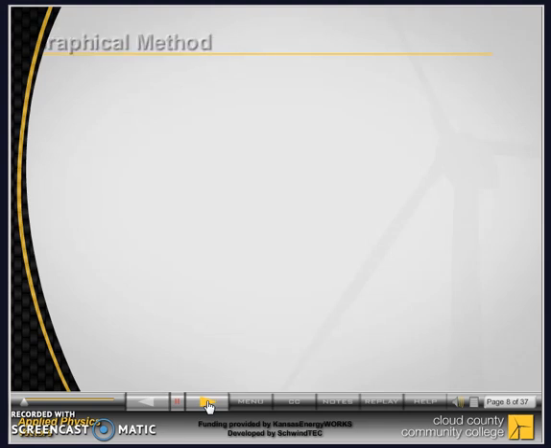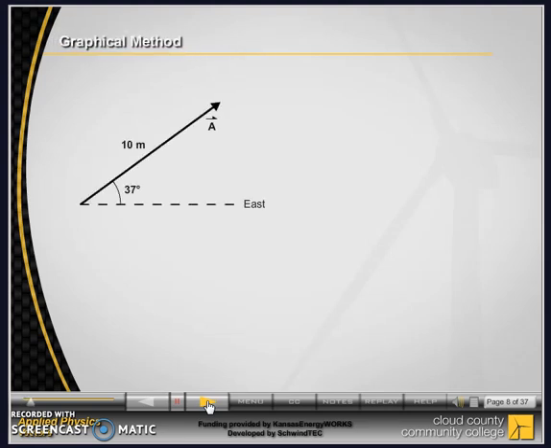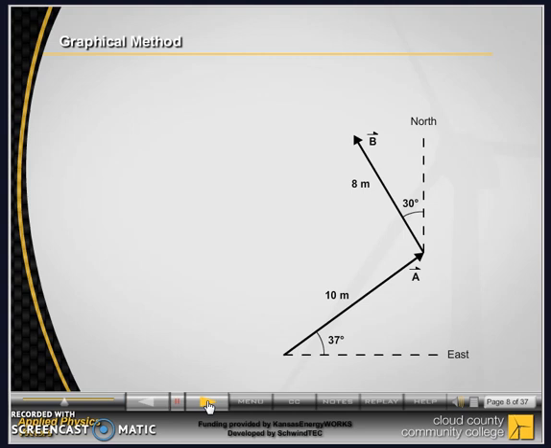To see how a graphical method can be used to add vectors, refer to this figure. We represent the first displacement by a vector pointing 37 degrees north of east, scaled to represent 10 meters in length. The vector is labeled A in the diagram. The second displacement of the marble, represented by vector B in the diagram, is drawn in a similar manner. To add vectors A and B, we draw B extending from the tip of A. This method of vector addition is known as the tip-to-tail method.